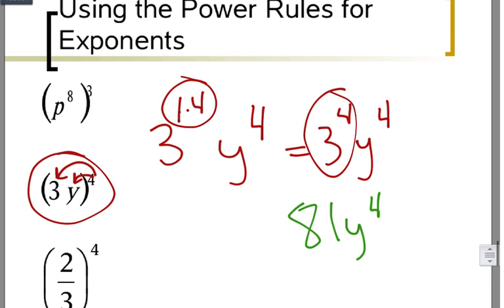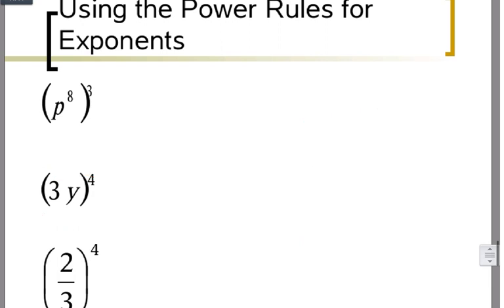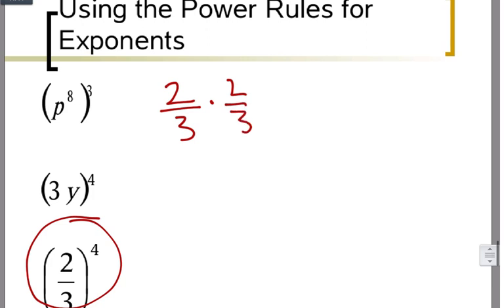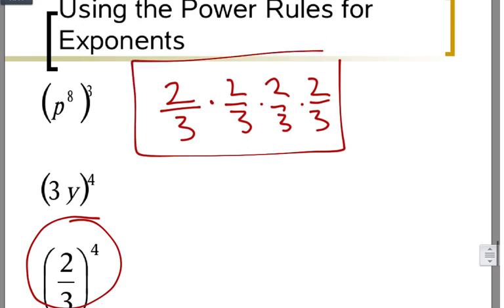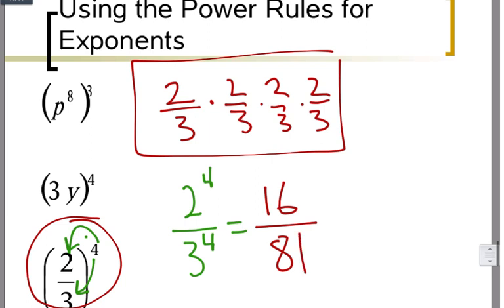Now on the next problem, you can see that I've got a fraction raised to the 4th power, and what's happening is you really have 2/3 written out 4 times. Instead of doing this every time, you want to notice that I'm really just having 4 2's and 4 3's. In other words, I can distribute the exponent and make this 2 to the 4th over 3 to the 4th. Then you simplify and figure out that 2 to the 4th is 16 and 3 to the 4th is 81.